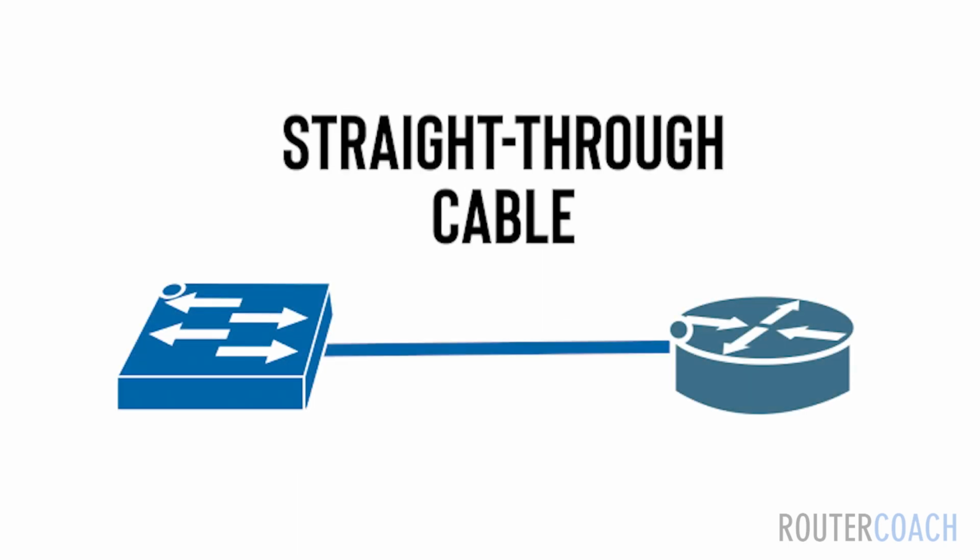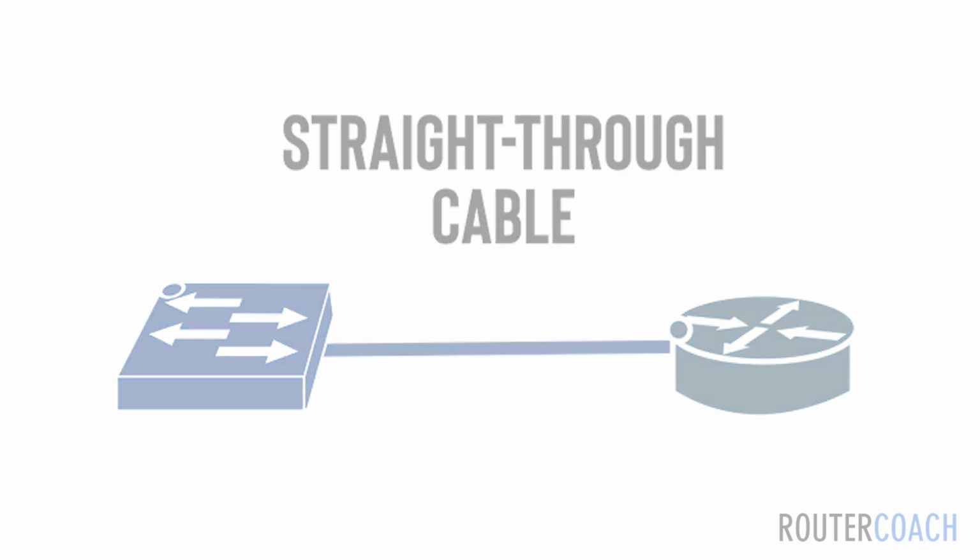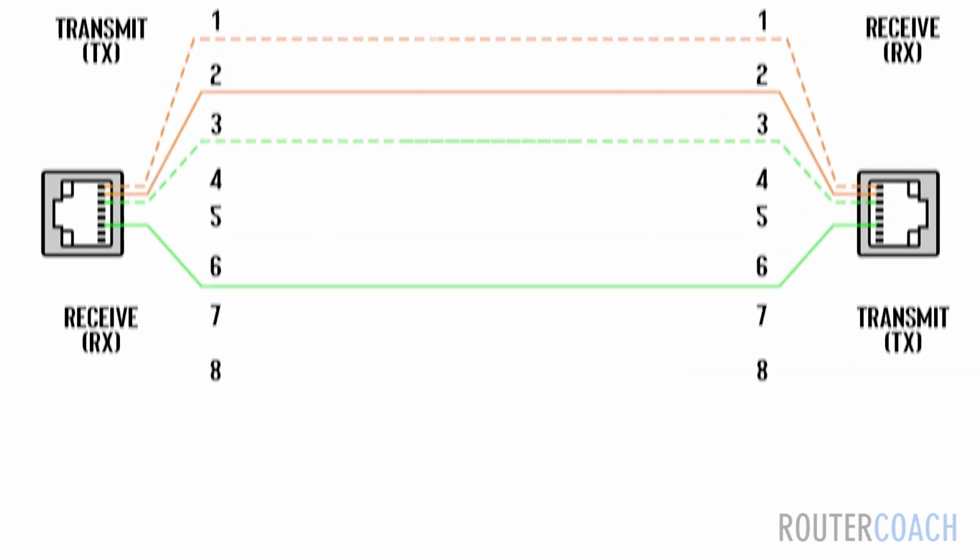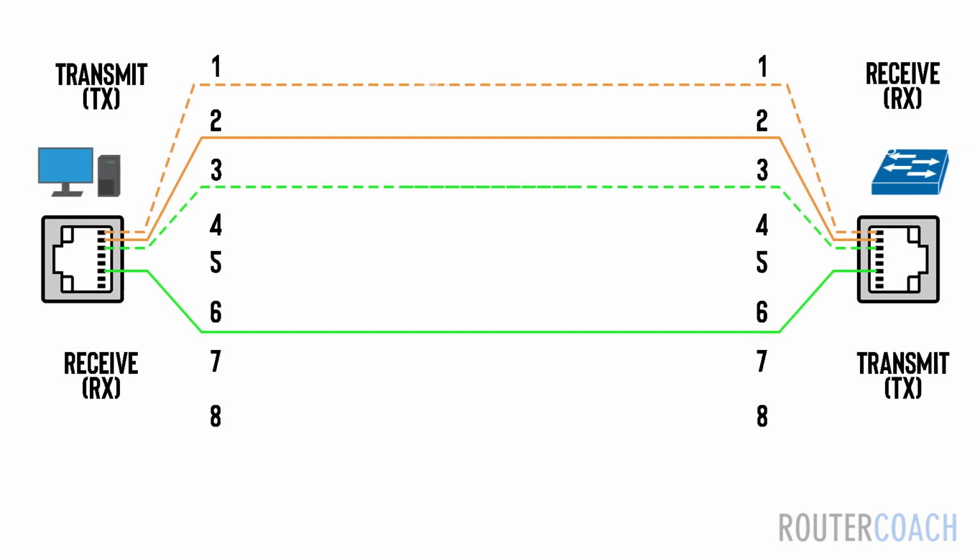So we saw previously that we use a straight-through cable if we are going to connect 2 different types of devices. Let's choose a switch and a router. We also saw that there were 8 pins in the RJ45 cable. But only 4 of those pins are in use when we are using a 100 base T cable, which is fast Ethernet. When we are using a straight-through cable, pins 1 and 2 are used to send data, and pins 3 and 6 are used to receive data, and the roles are reversed on the other side.